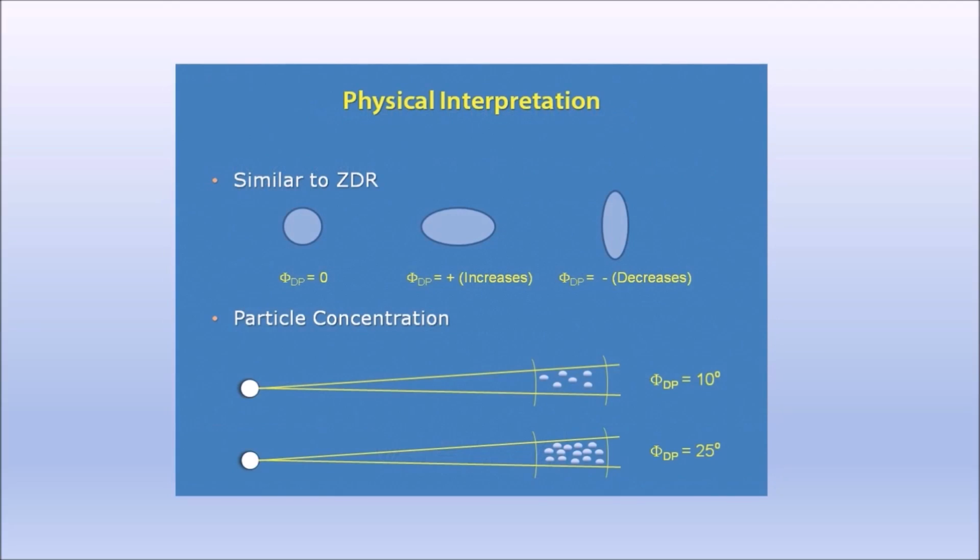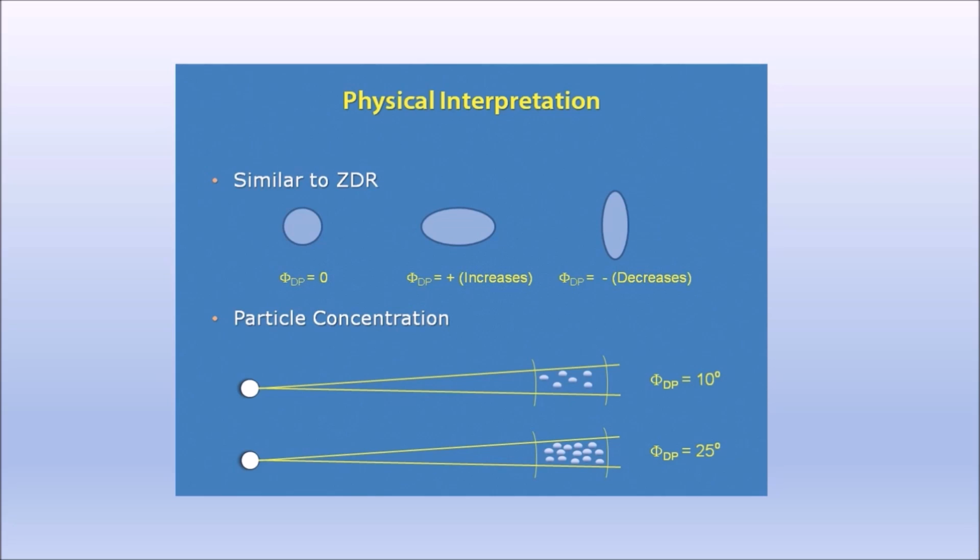Physical interpretation. Much like differential reflectivity, the shape of the target affects the differential phase shift. Horizontally oriented targets will produce an increasing, positive differential phase shift with range. Vertically oriented targets will produce a decreasing, negative differential phase shift with range. And, spherical targets will produce near zero differential phase shift with range.